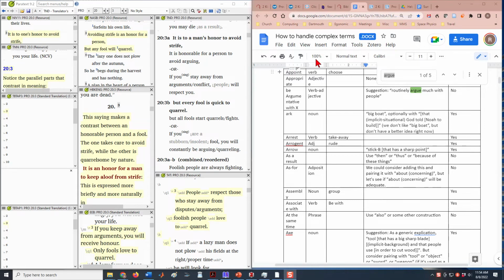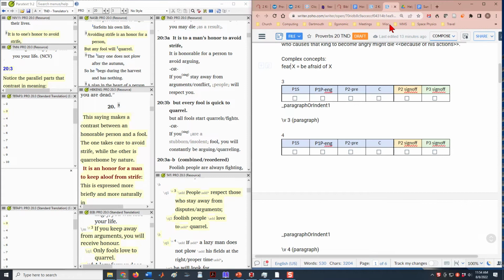Okay, so let's move on to the next verse. We're going to do Proverbs 23 today. In the display version it says, "It is to a man's honor to avoid strife." Oh, well, that's the literal version. So let's look at the display version.